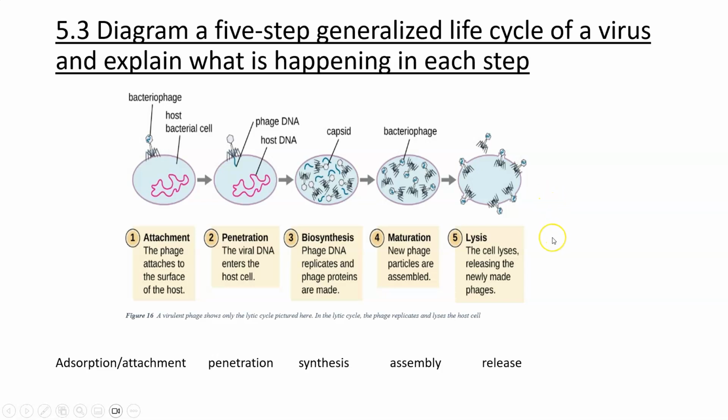So the 5 steps that you want to be able to recite in the life cycle of a virus are adsorption or attachment, where the virus attaches to the host cell; penetration, where the viral DNA enters the host cell; synthesis or biosynthesis, where you make new virus parts; assembly or maturation, where the virus particles are assembled into active virus; and finally, lysis or release, where the host cell breaks open and the virus now can go spread to other cells.